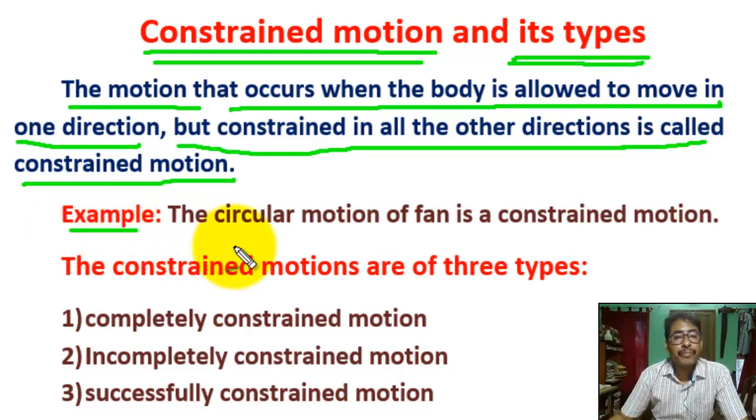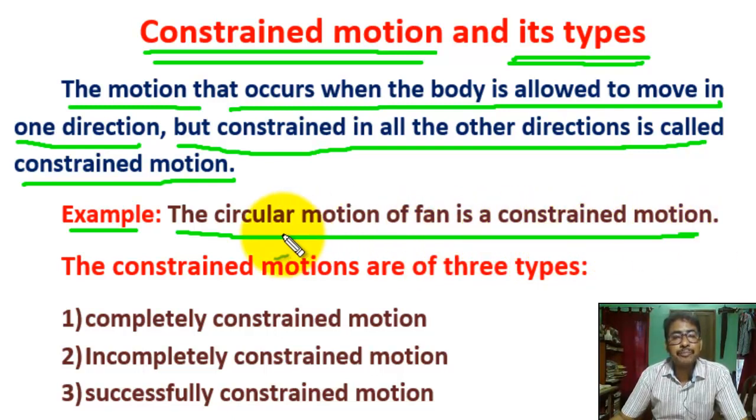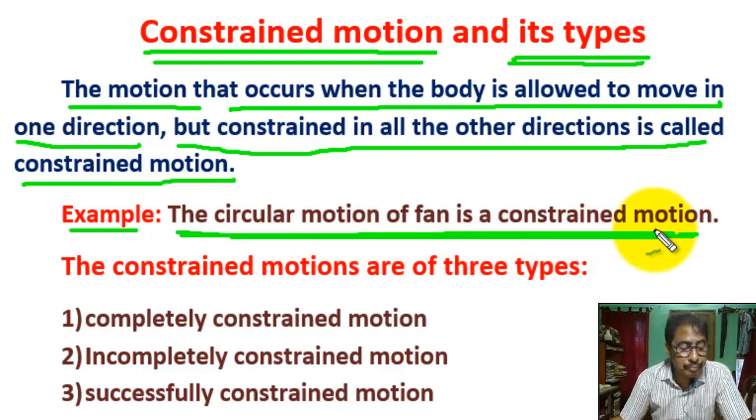Example, the circular motion of a fan is a constrained motion. Circular motion of a fan is a constrained motion.